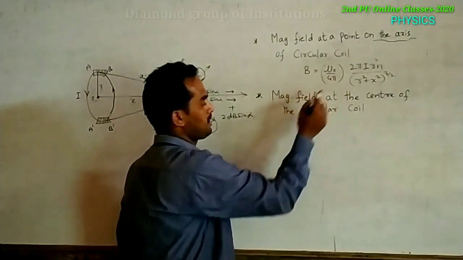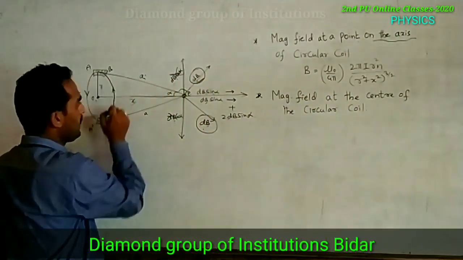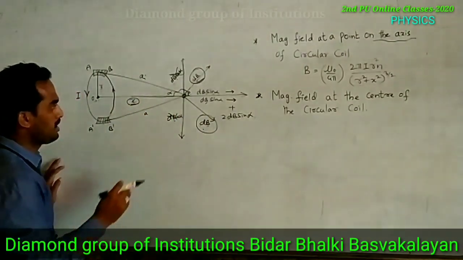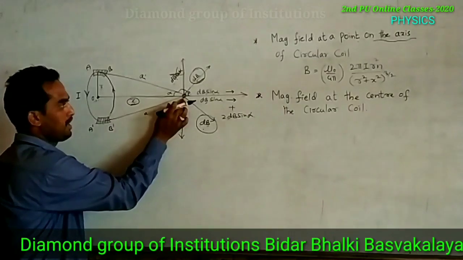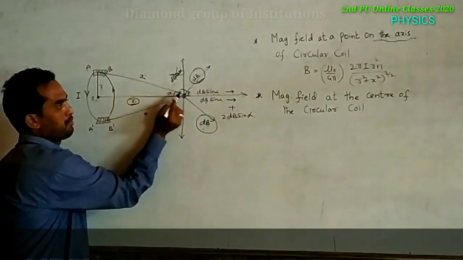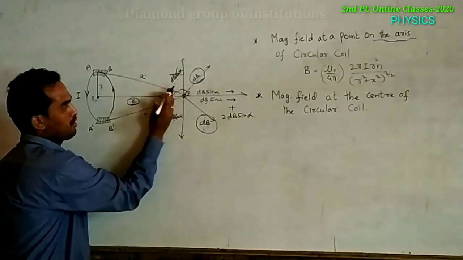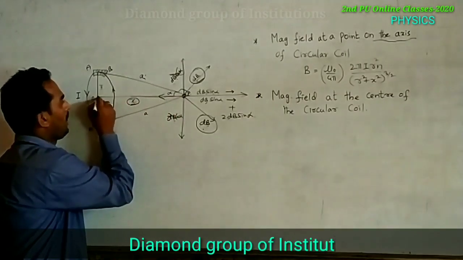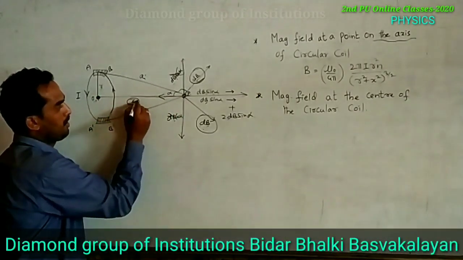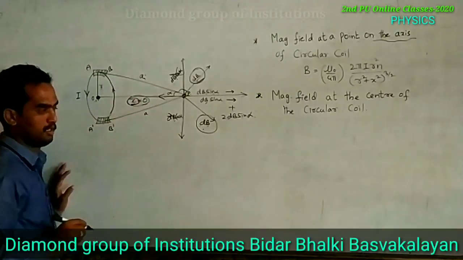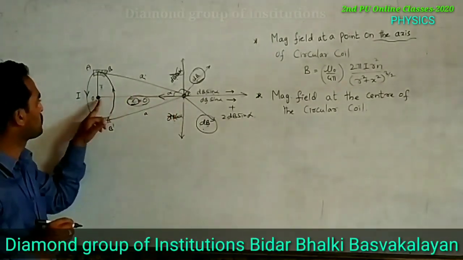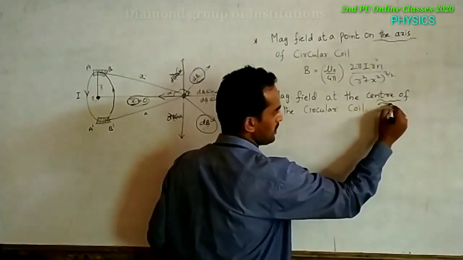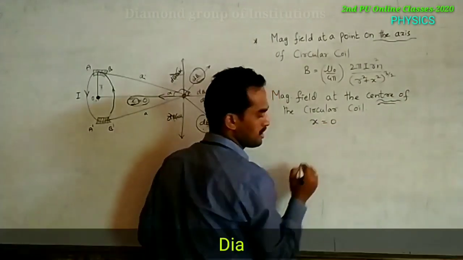So in the previous session, the circular coil is here, and the point P is here at a distance of x. Now this point P we are keeping exactly at the center itself. That means P is coming towards the circular coil and we are placing it exactly at O itself. So the x value becomes 0. P directly comes to O. That is called the center of the circular coil. That means x becomes 0.